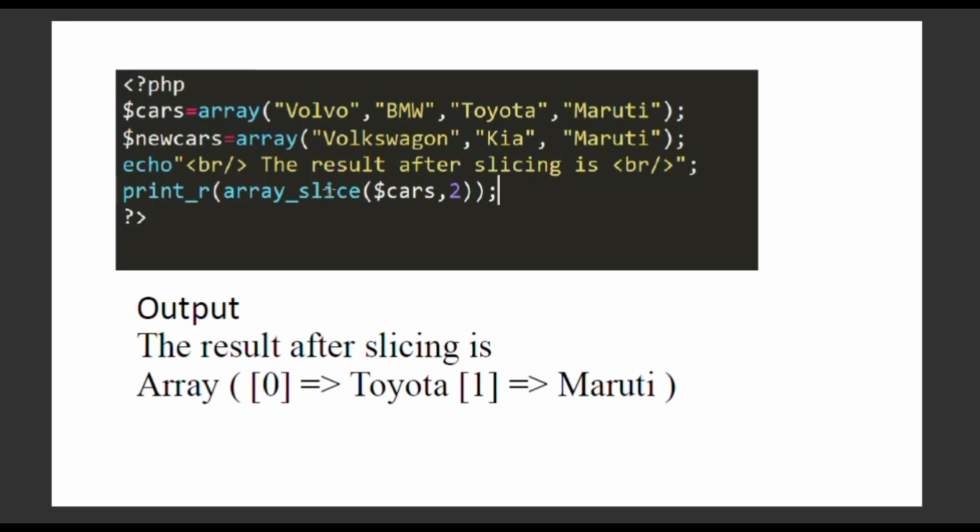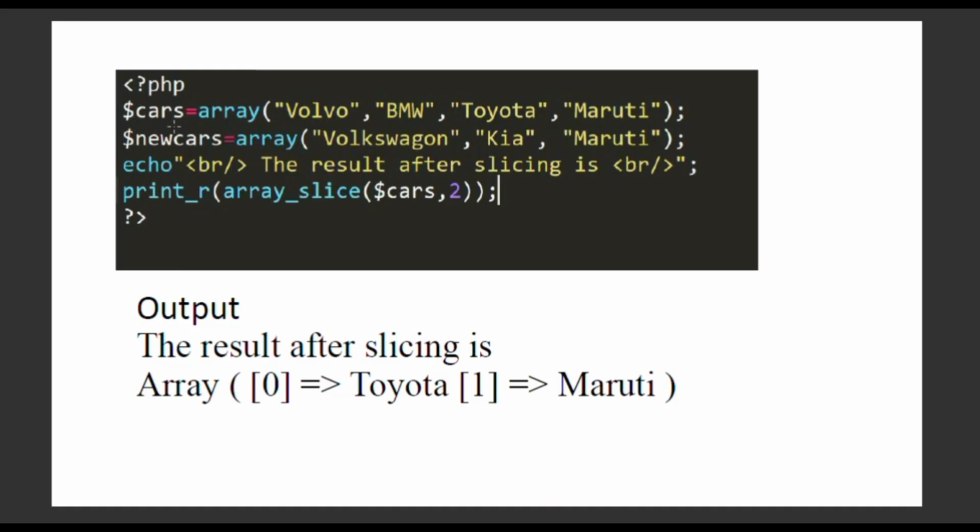The next topic is array slicing. Array slice, a built-in function, is used to extract a portion or a slice of an array. It returns a new array containing selected elements based on the given offset and length. Here you can see this is the example.